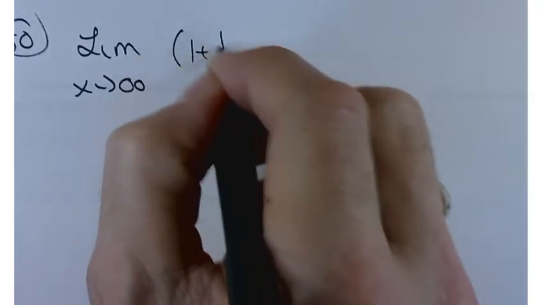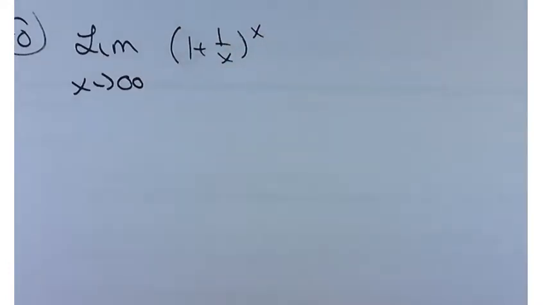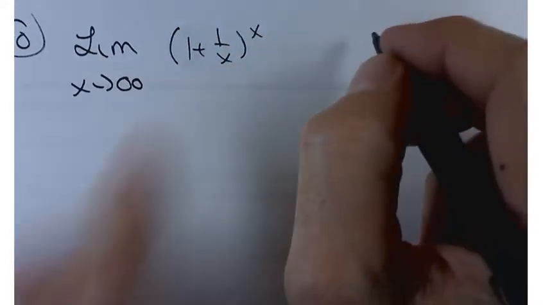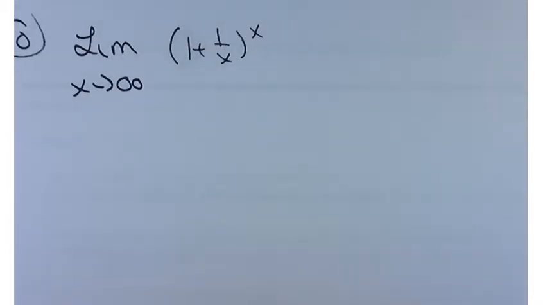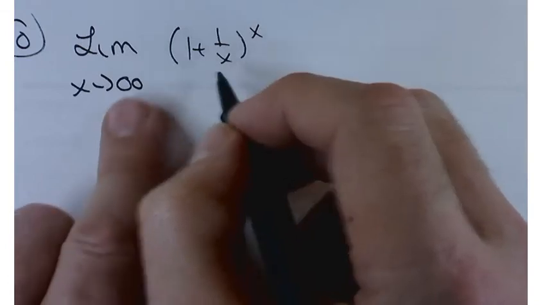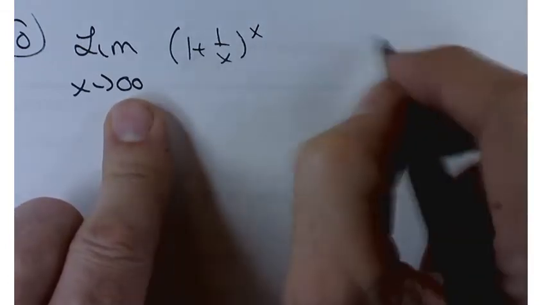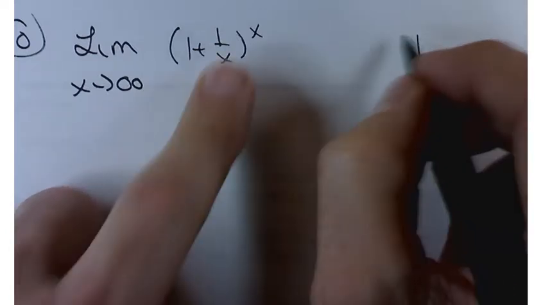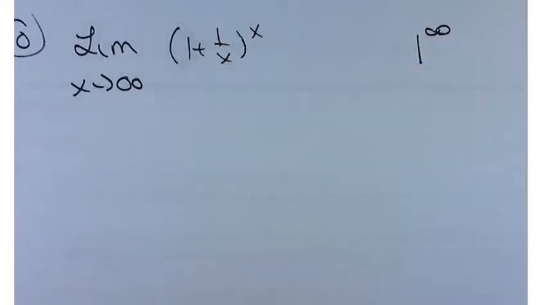All right. Problem number 50. Limit as x approaches infinity of 1 plus 1 over x to the x power. Now, if you try to plug in the limit, 1 divided by infinity would be 0. 0 plus 1 would be 1. You'd have 1 to the infinity power. Well, that's certainly indeterminate, but it's not of L'Hopital's form.